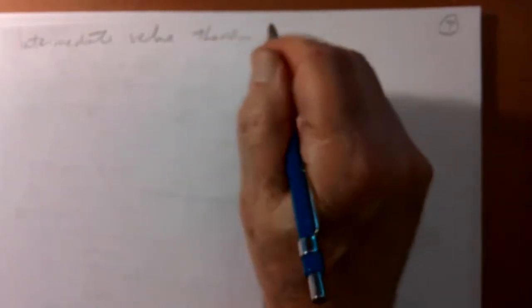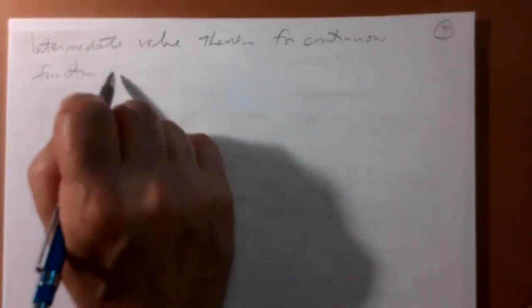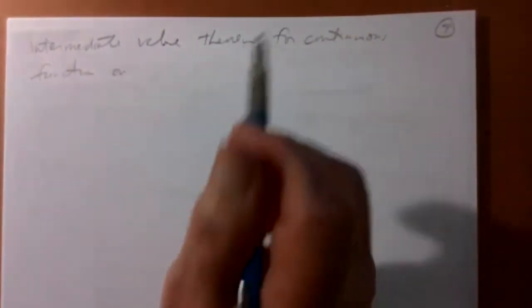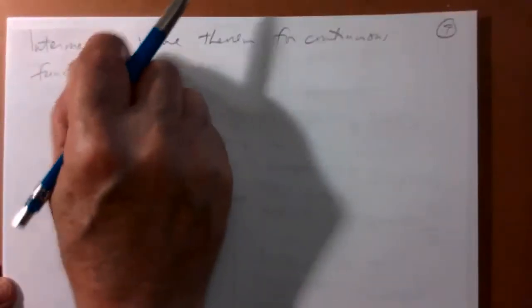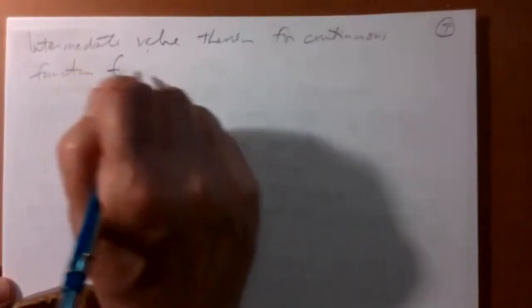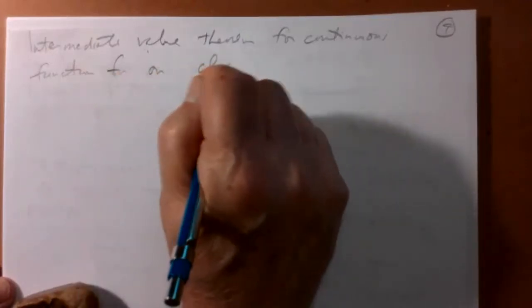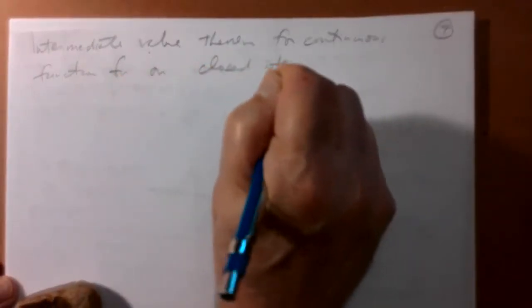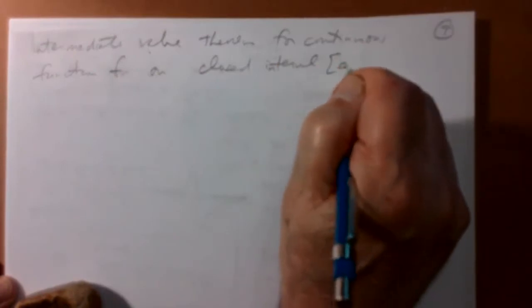So the intermediate value theorem for continuous functions, that is, for functions that are continuous. So for a continuous function f on the closed interval from a to b.